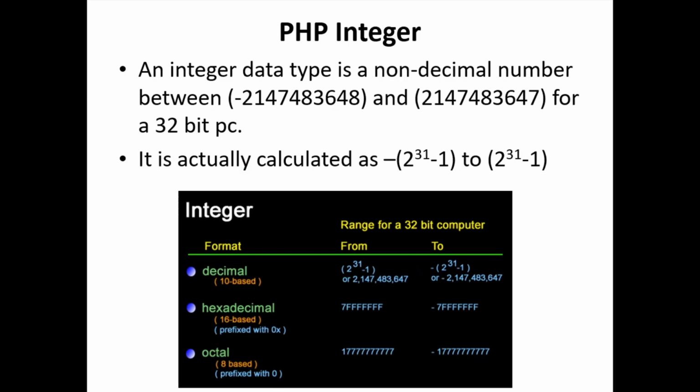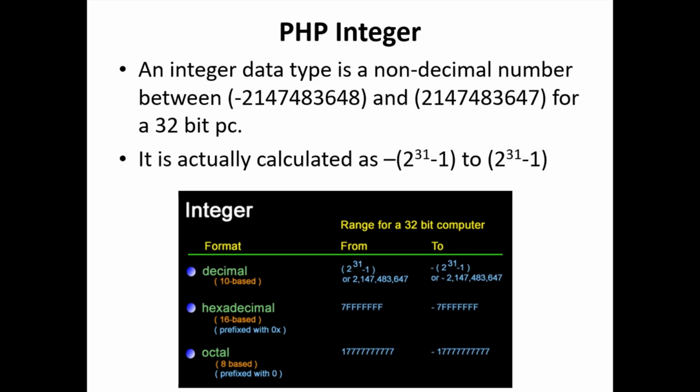Then PHP integer. The integer data type is a non-decimal number in the range -2147483648 to 2147483647 for a 32-bit PC. And how is this number calculated? It is simply 2 raised to the power of how many bits your PC is using. So it is calculated as -2 raised to power 31 to 2 raised to power 31 minus 1, because it's a 32-bit PC.